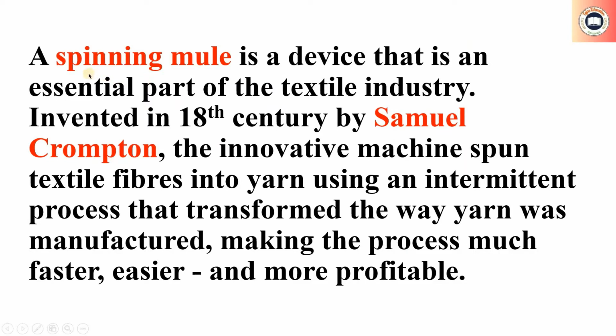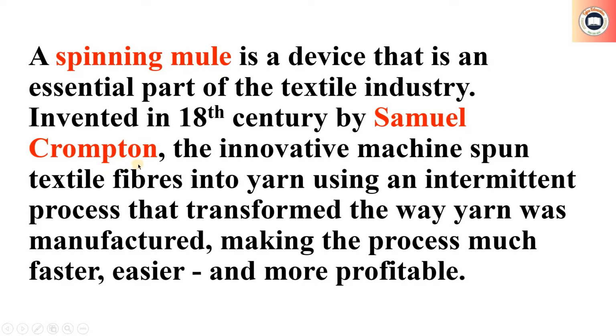Now let us learn about some of the machines that were invented during the Industrial Revolution. First, let us learn about the spinning mule. A spinning mule is a device that is an essential part of the textile industry. It is a very important device in the textile industry. And it was invented in the 18th century by Samuel Crompton.